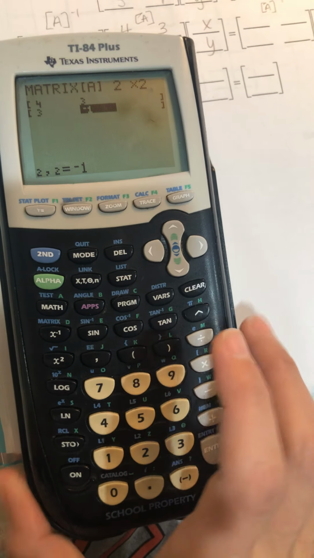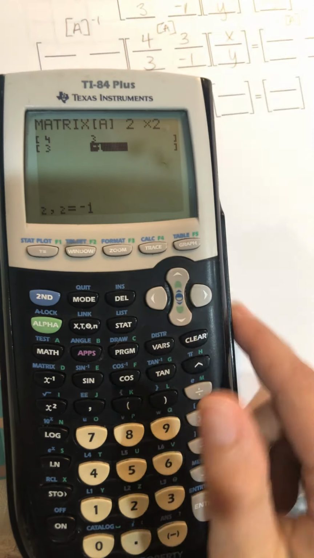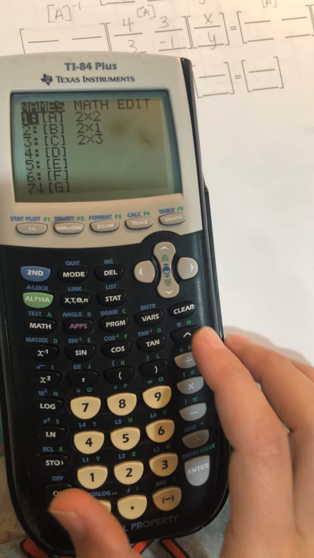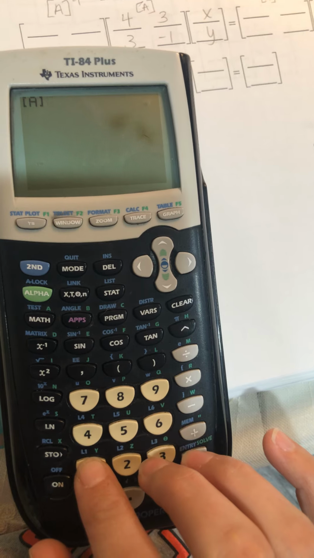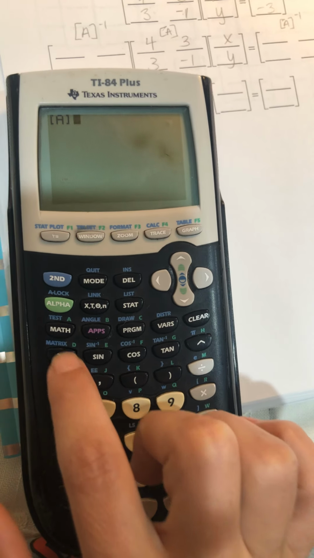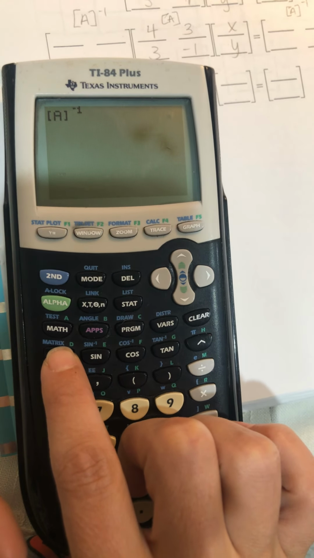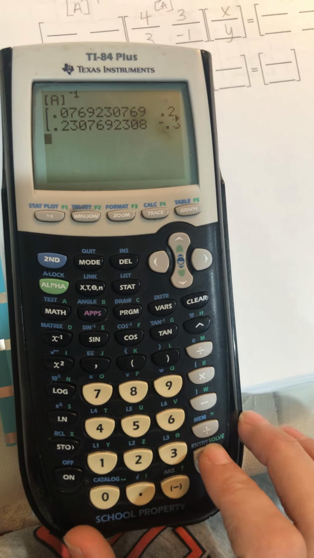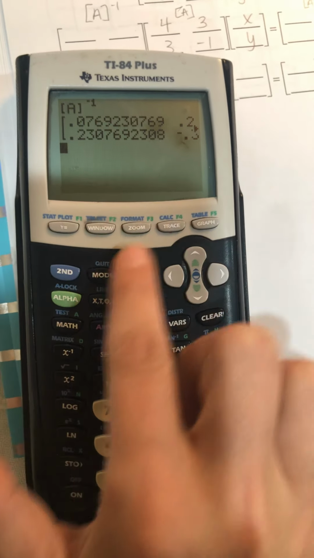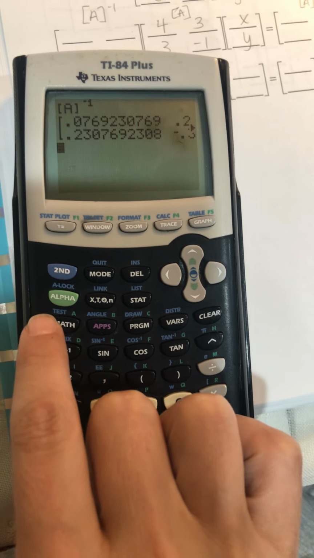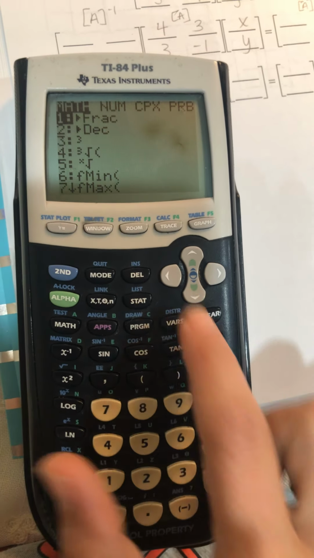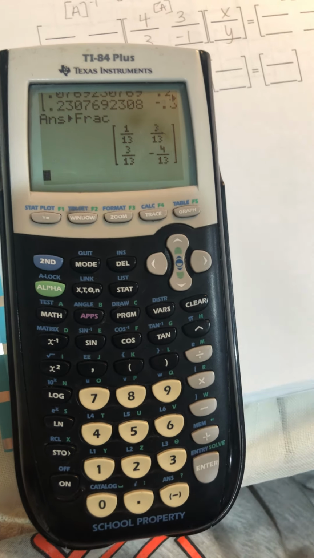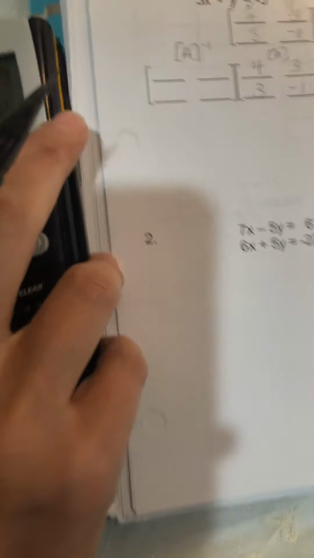Okay? And now we want to find the inverse of that A. So you're going to go to second quit. You're going to go back to second matrix and choose 1 for A. And now you're going to choose your inverse operation, which is what we did today in class. Okay? And hit enter. So look, we've got some decimals. And remember how to convert those to fractions? You're going to go to your math key, hit 1 for fraction, and hit enter. Okay, so there's our inverse.